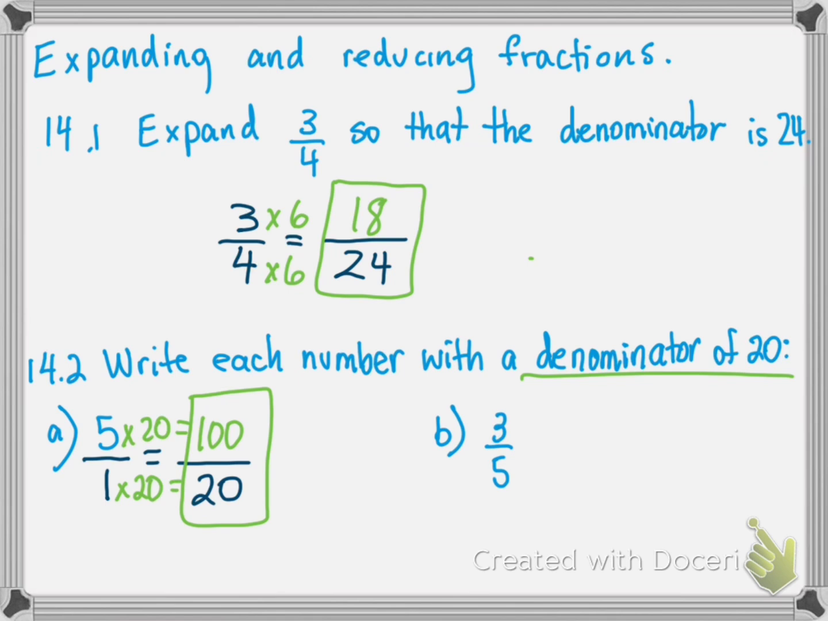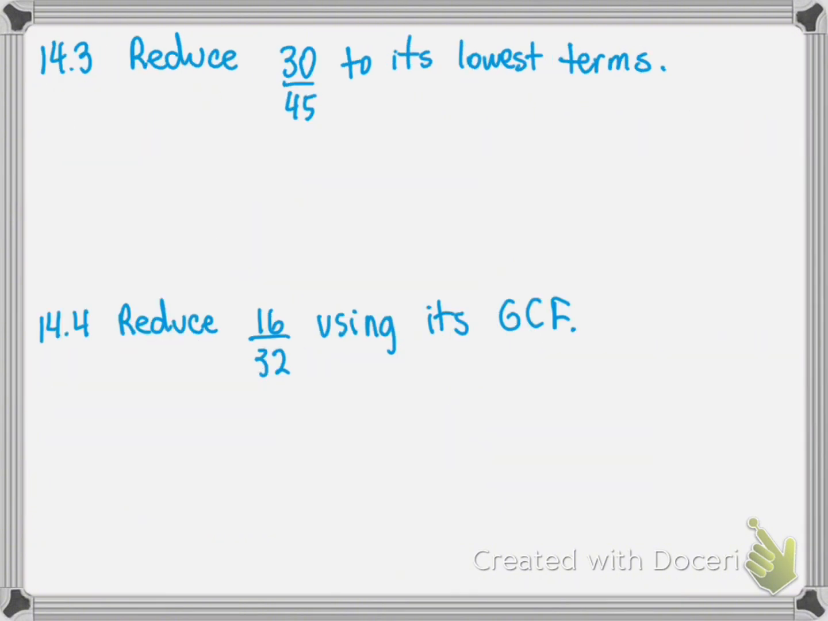Now let's do the next one. If we want the same denominator 20, I have to see what I'm going to multiply the 5 by. So I have to multiply 5 by 4. And if I do it on the denominator, I do it on the top. And that would be 12. And that's the answer.